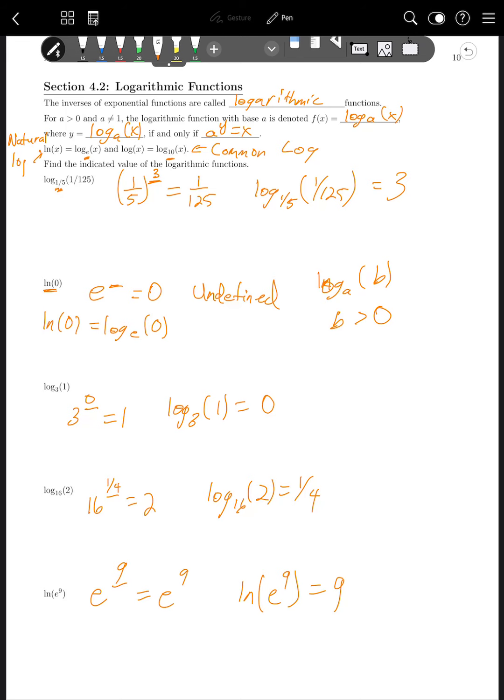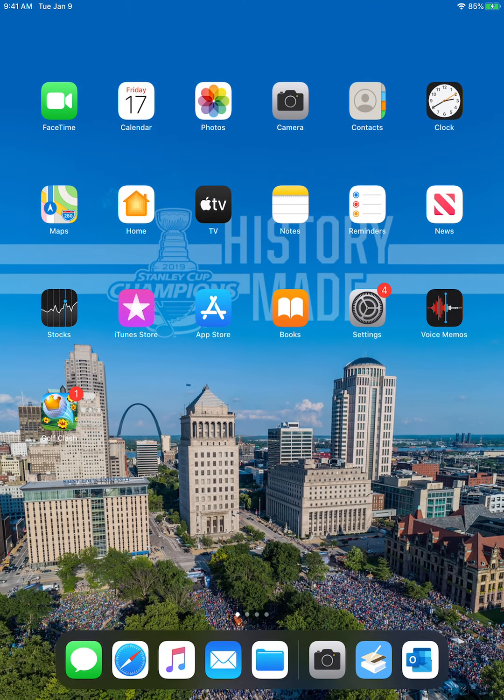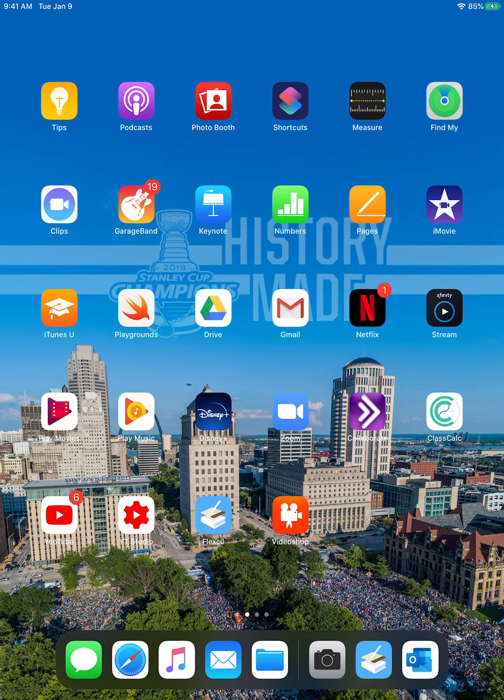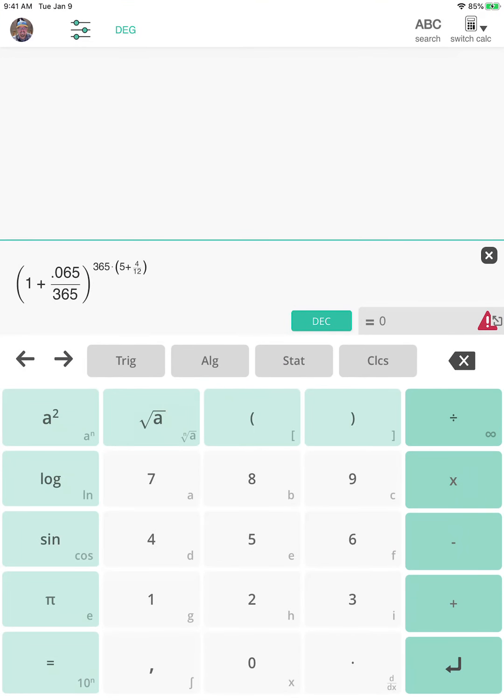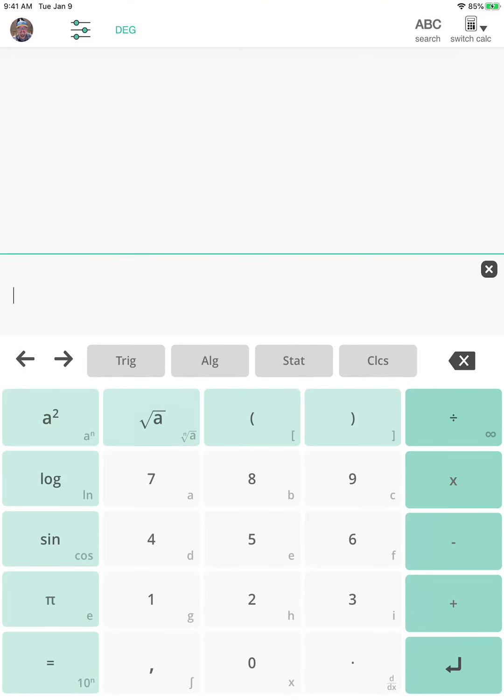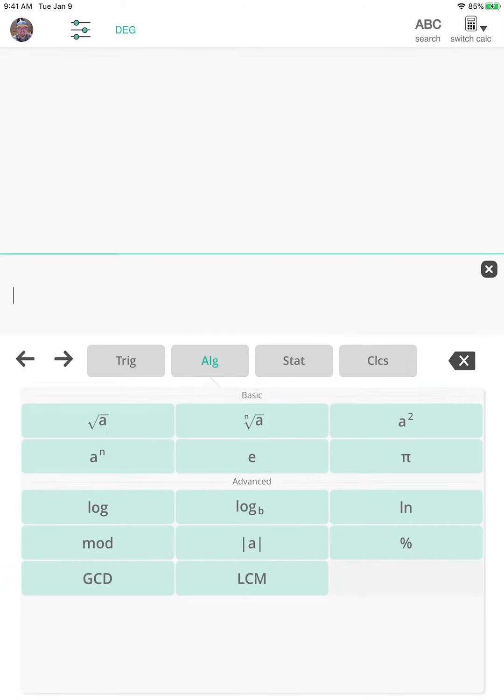Now, before I have you try the ones on the next page, let's just show you how this works on the calculator. So you can open up your Class Calc app, and we can try doing one of these. If you go into algebra, you'll notice that it's got three options for logs.